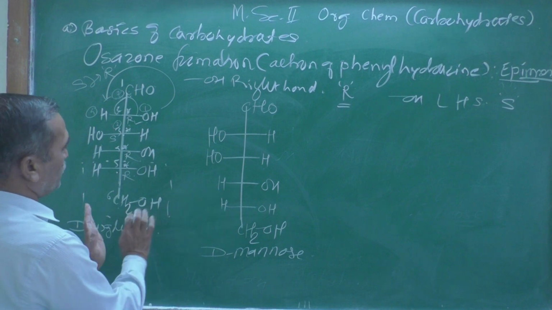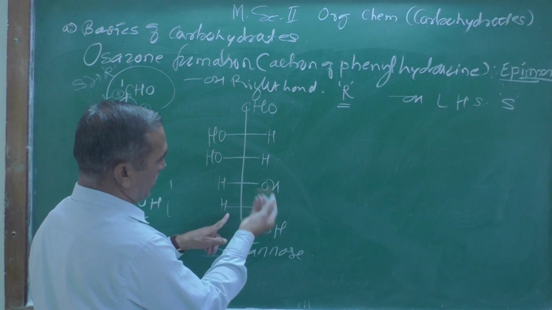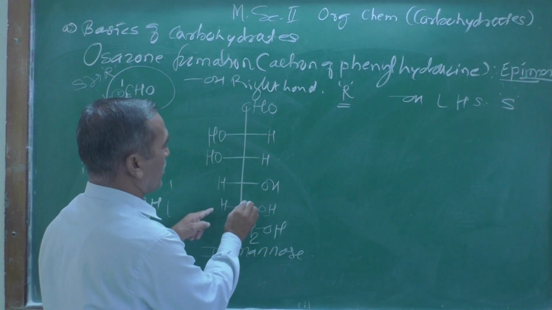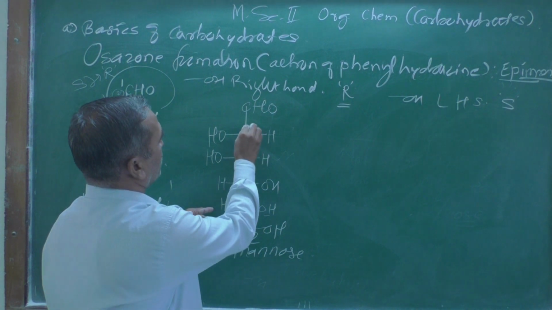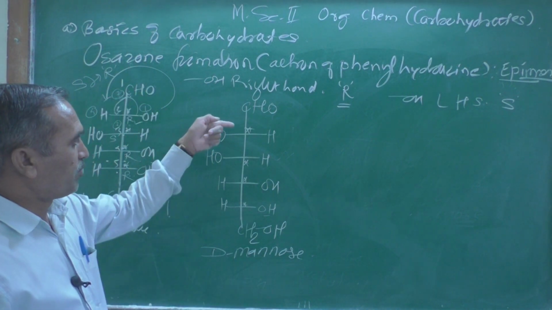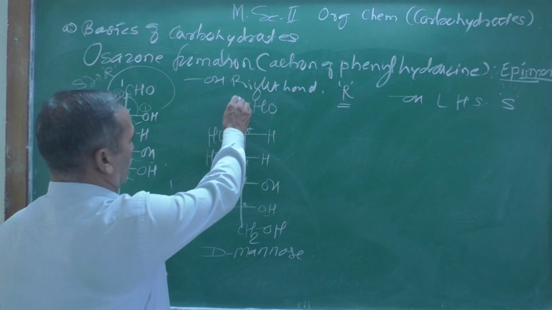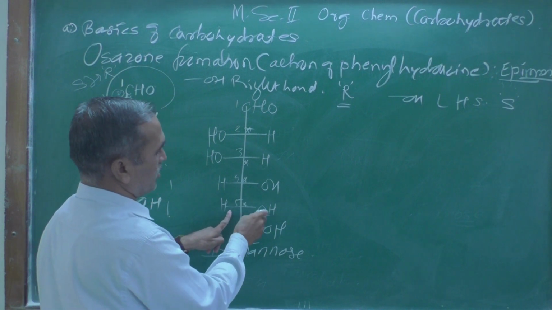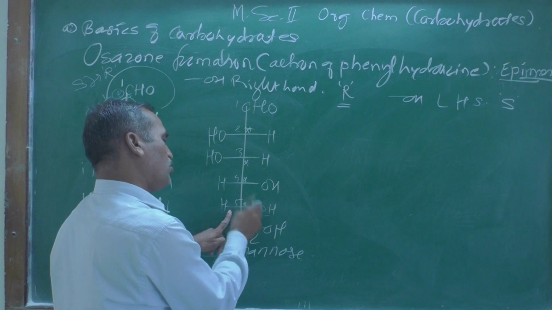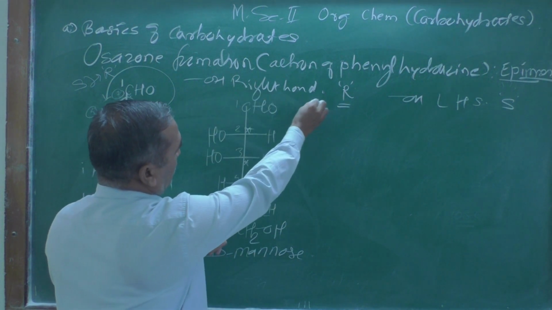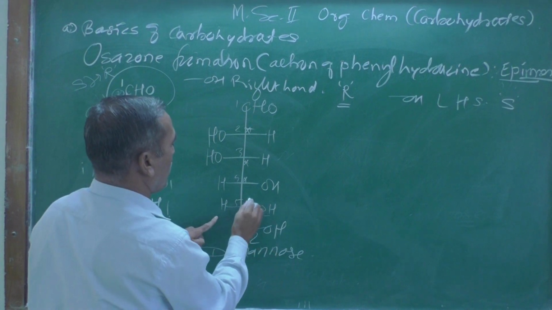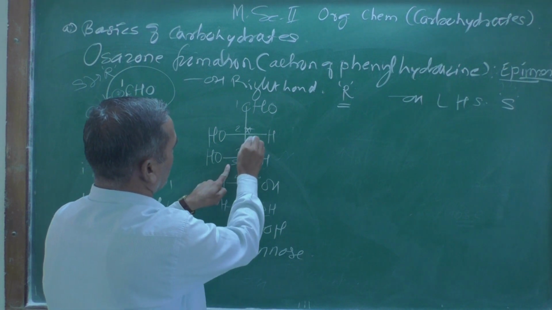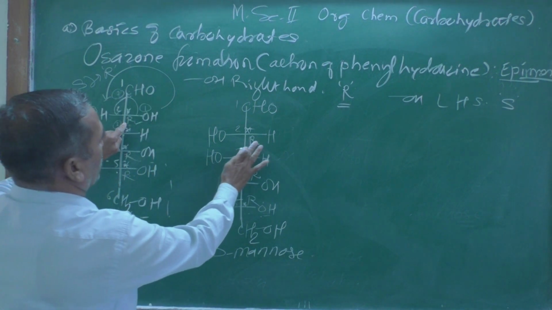If you compare between these two, the OH on the right hand side means it is D. But what kind of absolute configuration is there at each chiral center? Find out the absolute configuration of each chiral center, carbon number 1, 2, 3, 4, 5. Looking at carbon 5, the OH group on the right hand side, we can say it is R configuration. Here also R, but here is S configuration and here again R. Sorry, not here, here is S.